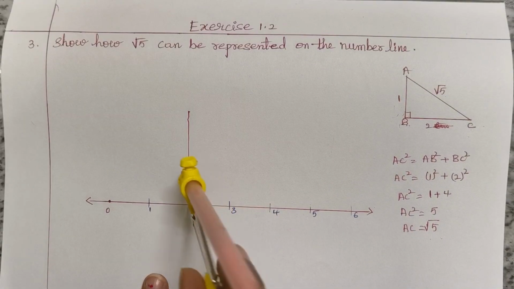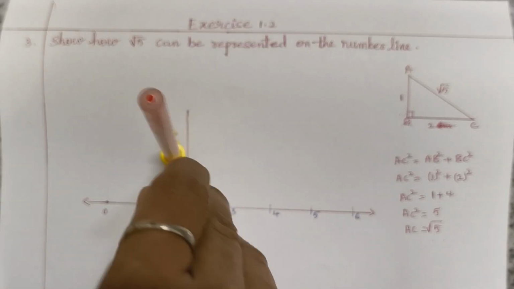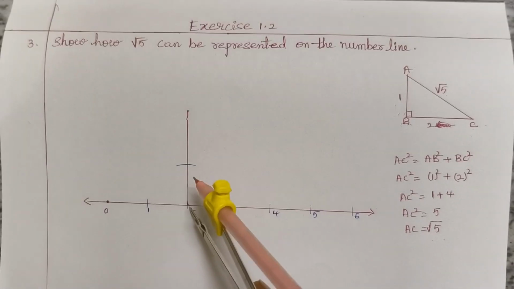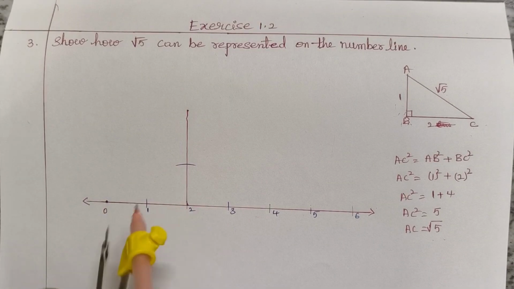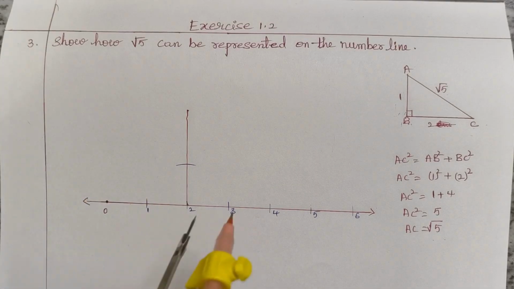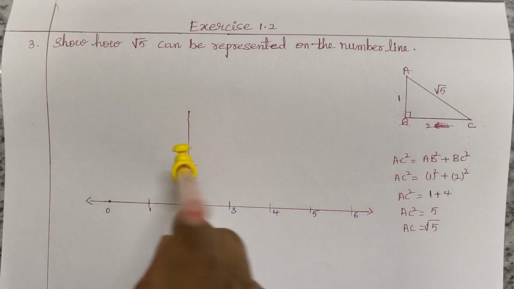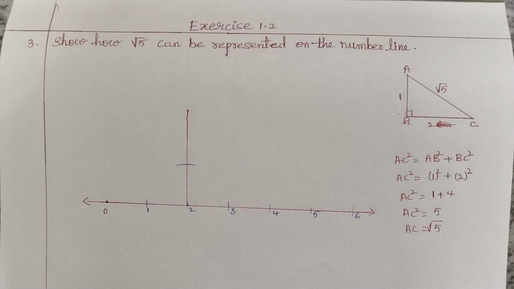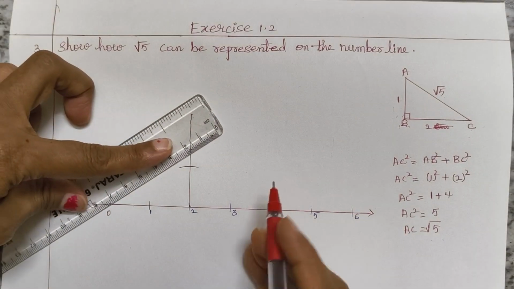See here, you keep the 2 mark here. Cut this one. Here 1 unit. Exactly 1 unit, cut here. See, from here to here, how much is there? No, it is the same measurement. See here. Same measurement. Here cut this one. Now what to do? Take the scale, join this one.